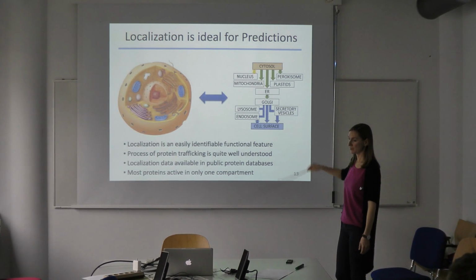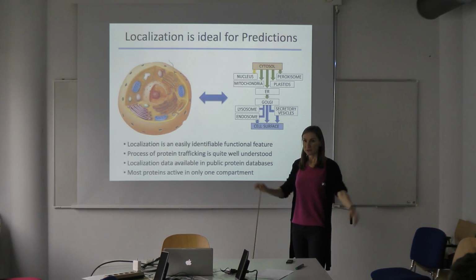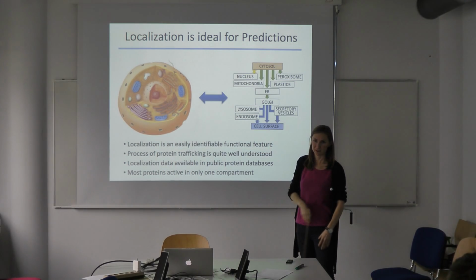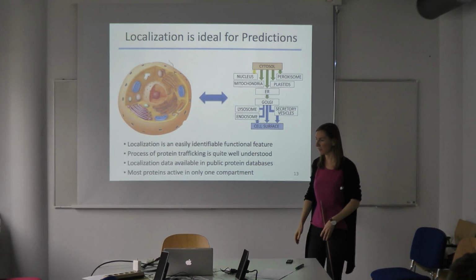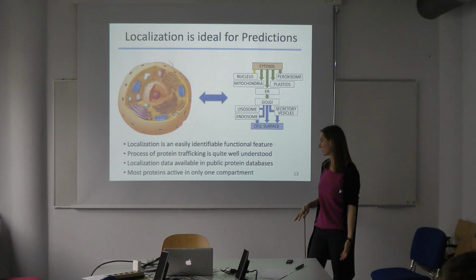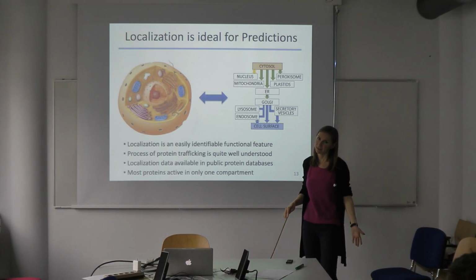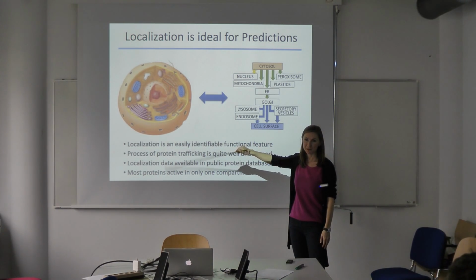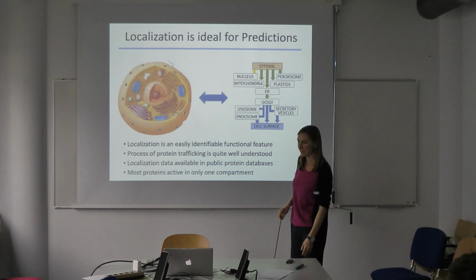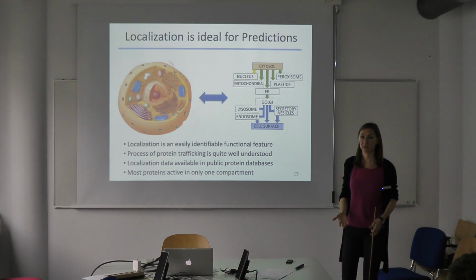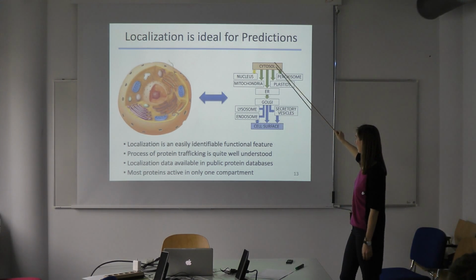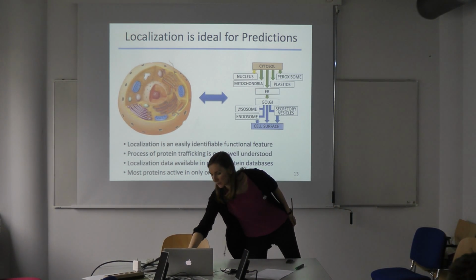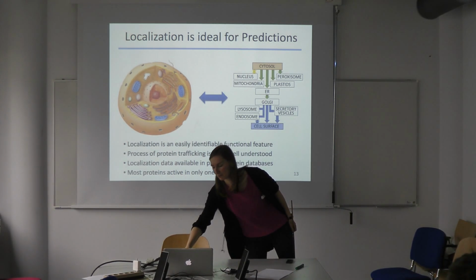Okay, localization prediction is a super cool task because it's the easiest one when you predict function, because the number of compartments is limited, so you don't go into unknowns, you know what you're working with. The annotation is clear, somewhat, I guess, in comparison to other tasks. Most proteins are active only in one compartment, so that's cool. It makes your task easy. And finally, the process of how proteins travel is well understood. We understand how it works. We can describe it with a schema, and this also, of course, helps to predict it. So it's a very nice playground, also for a master thesis.